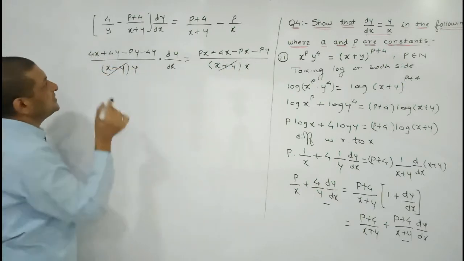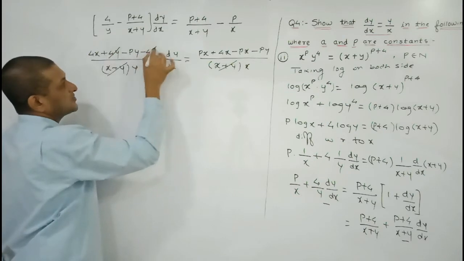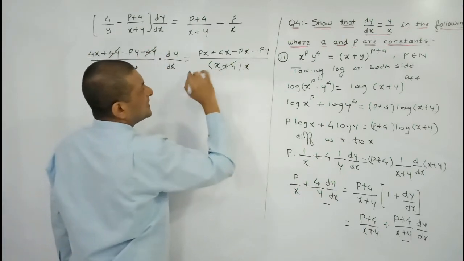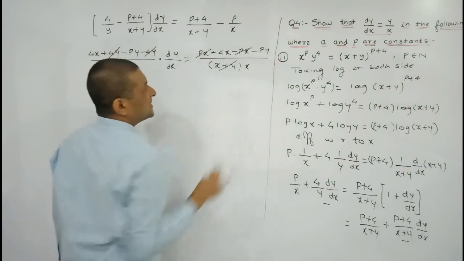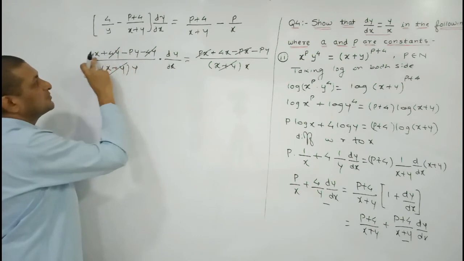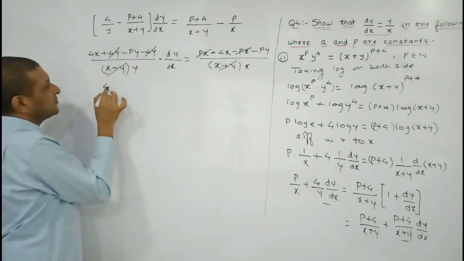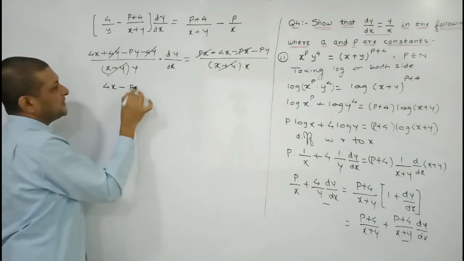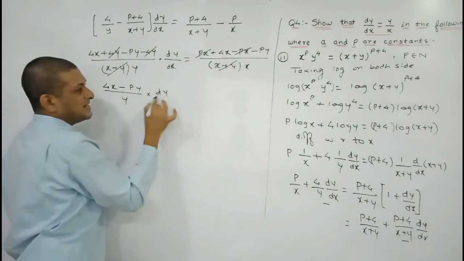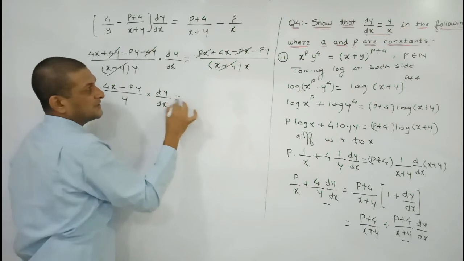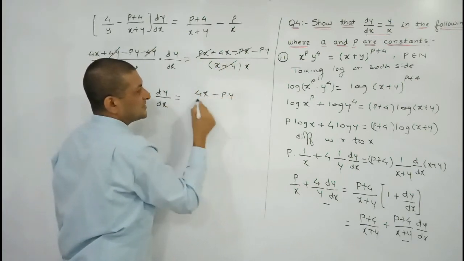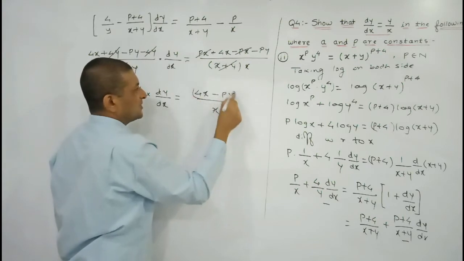Again, if you will observe here, plus 4y and minus 4y will get cancelled, and here we can observe that plus px and minus px will get cancelled. Now observe the remaining two terms, which is the term in the numerator 4x minus py and in the denominator y into dy by dx. Keep it as it is. On this side 4x minus py, keep it as it is. In the denominator x also keep it as it is.